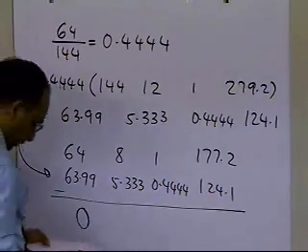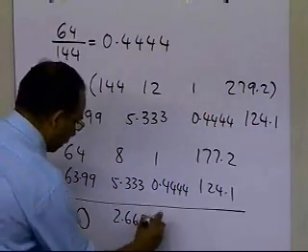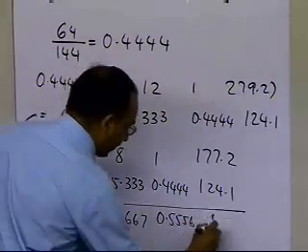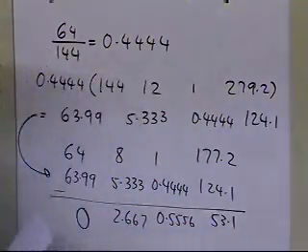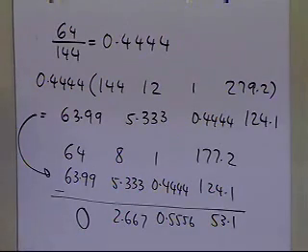8 minus 5.333 is 2.667. This one is 0.5556 and 53.1. So that's what I get as the second row.